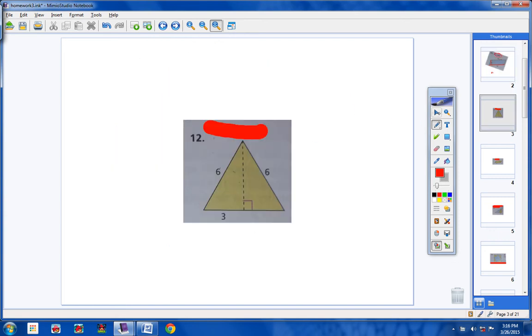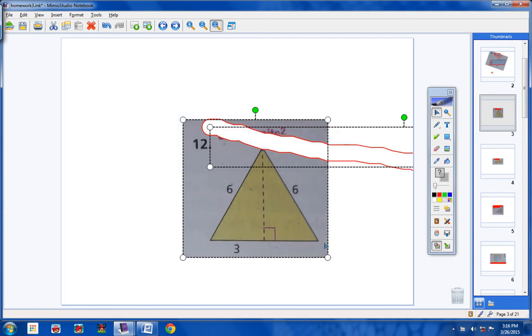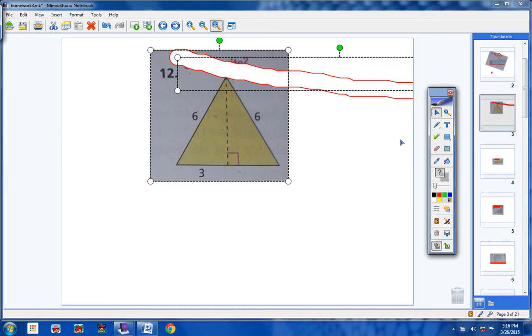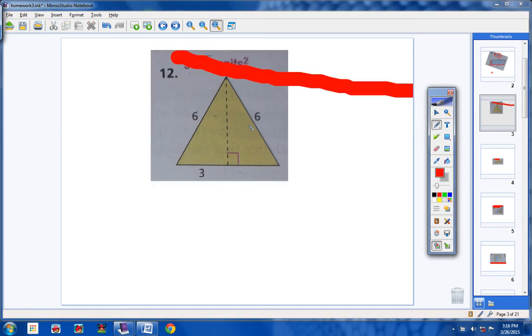Number 12. Alright, now, number 12 here, we're going to find the area of this yellow part right here, okay? Now, first of all, I know this side here is 6, and this side here is 6. So it is true that when you drop an altitude down, it will bisect this side. Now I can prove that very easily by just saying this.